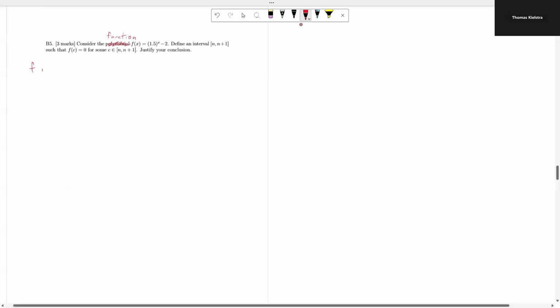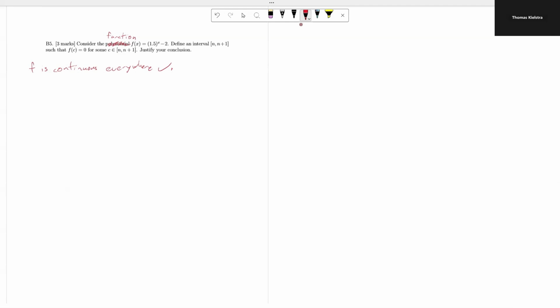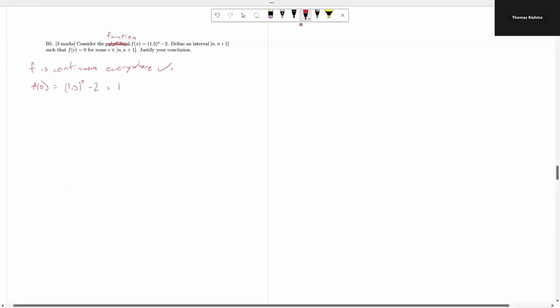So f is continuous everywhere. So we're good for continuous. So now we want two numbers such that one of our numbers is less than 0, one of our numbers is greater than 0. And then we can use intermediate value theorem. So I'm just going to start with f of 0 equals 1.5 to the 0 minus 2, which equals 1 minus 2, which equals minus 1. f of 1 equals 1.5 to the 1 minus 2 equals 1.5 minus 2 equals minus 0.5. They're both negative, so I haven't bound 0.